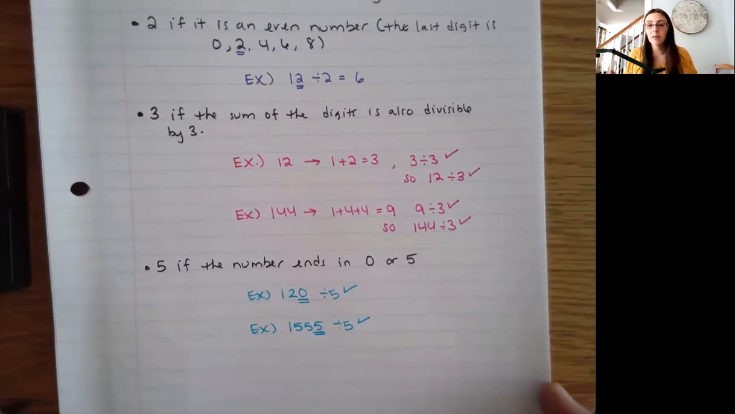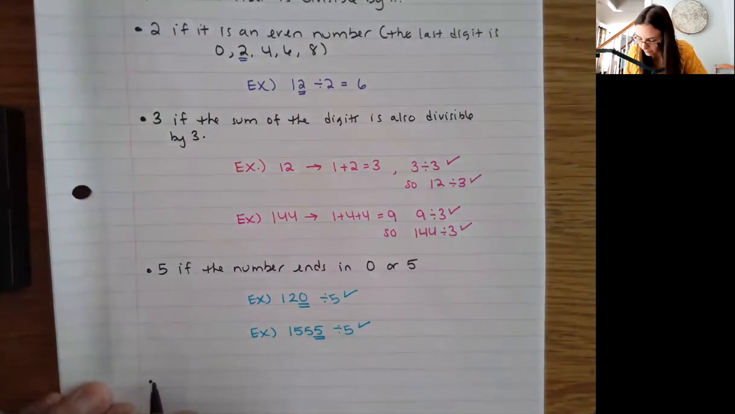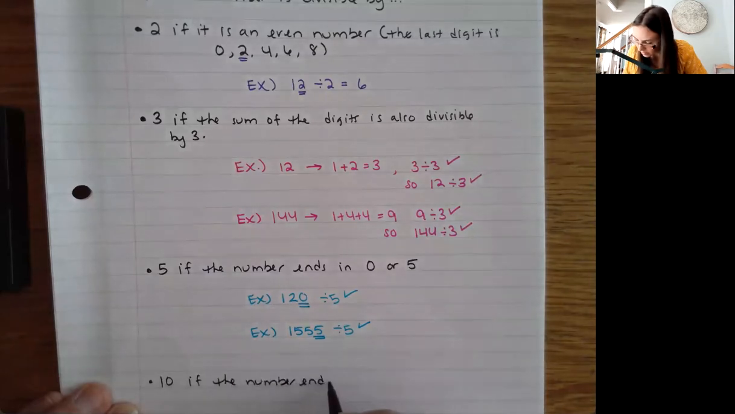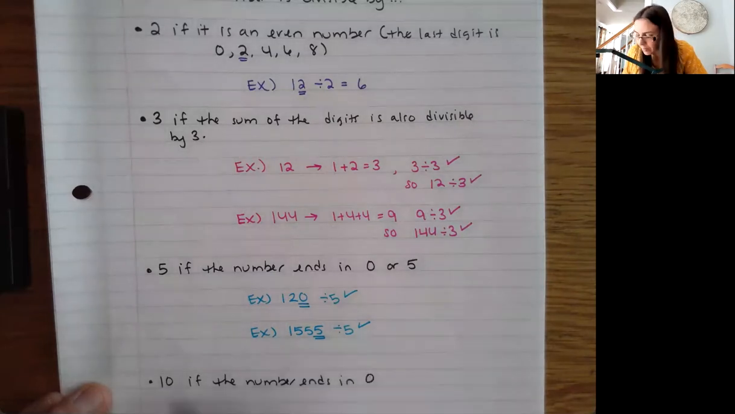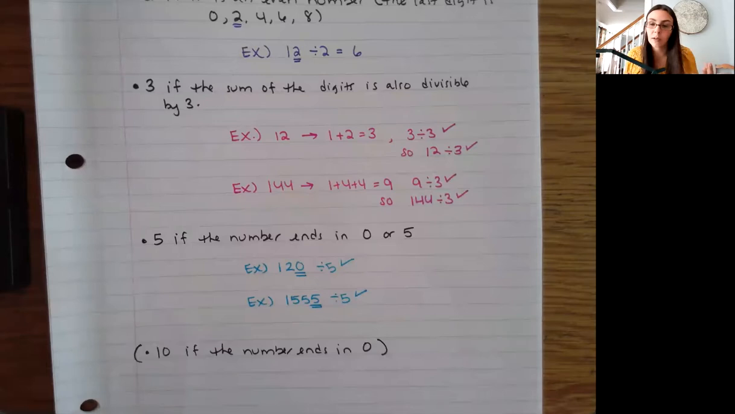Now, these are just a couple of them, so I think these are the most common ones. You can be divisible by 10 if the number ends in 0. So that's not a prime number, obviously, for 10, right? 10 is not a prime, but it's a very helpful one as well. So if a number ends in a 0, it's also divisible by 10, and that can be a nice little trick.